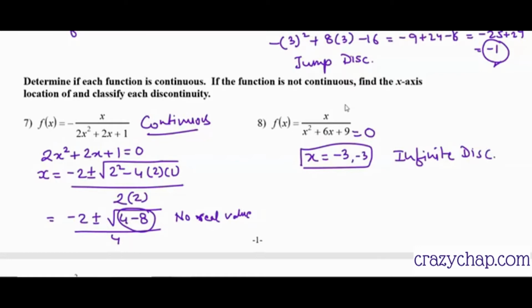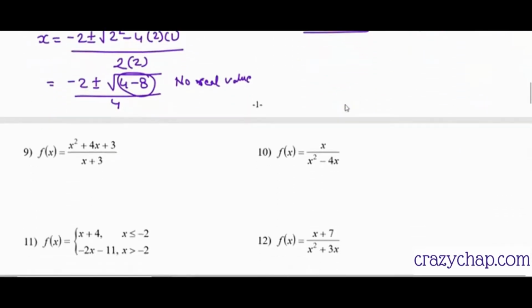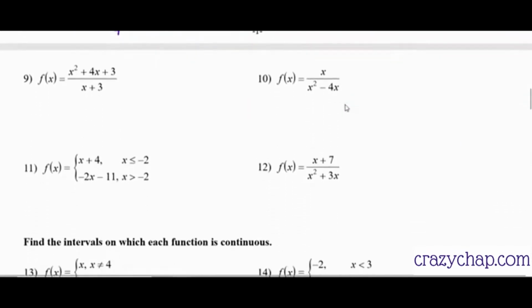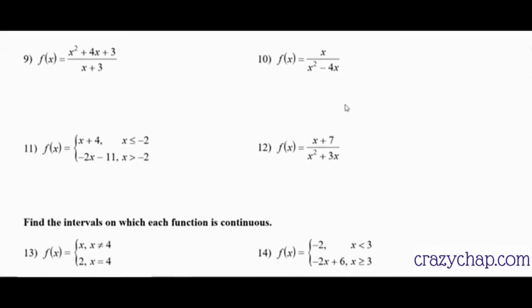Let's come to the next question. Question number 9. We'll try to factorize the numerator. We get x plus 3, x plus 1, over x plus 3. And yes, there are common factors. X plus 3 is the common factor. So we can see that it is a removable discontinuity.